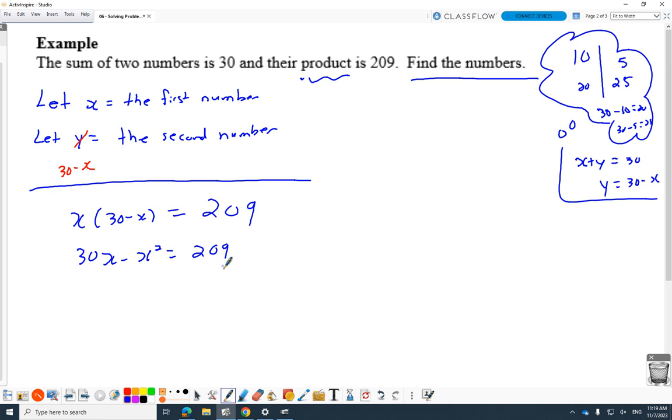Listen, a little wisdom here. See that negative x squared there? You've got your choice. You can move these over and make 0 on the left side, or you can make 0 on the right side. A little wisdom: if it's negative x squared, move it over. So now I get 0 equals x squared minus 30x plus 209.